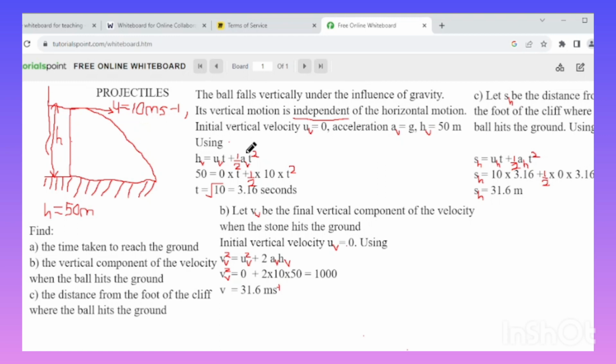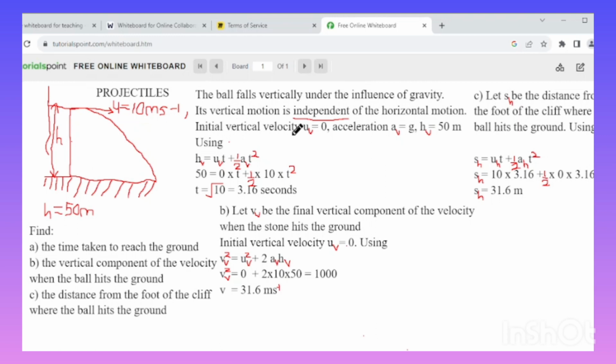Then we have a_v, which is the vertical acceleration, which is equal to g that we already know, g that is approximately equal to 10 meters per second squared. Then t also is a scalar quantity. We can go ahead to substitute now.